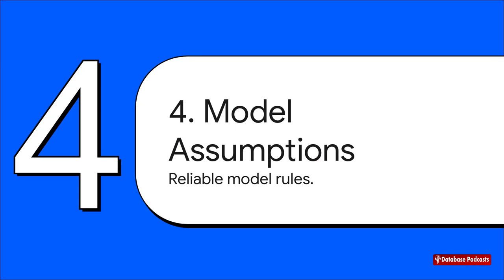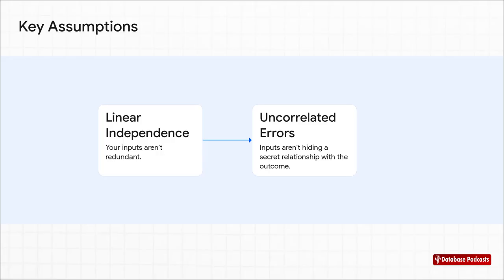All right, so now that we know how to actually build the model, we need to talk about the rules of the road. There are some really important assumptions we have to follow to make sure our results are trustworthy and not just, well, garbage. And you might be wondering, what happens if we just ignore these rules? Well, we could get some seriously misleading answers.